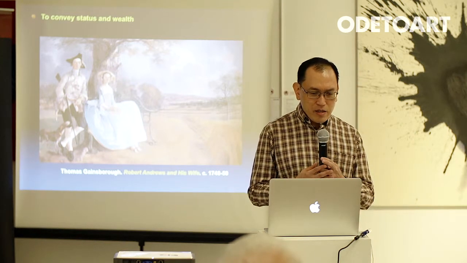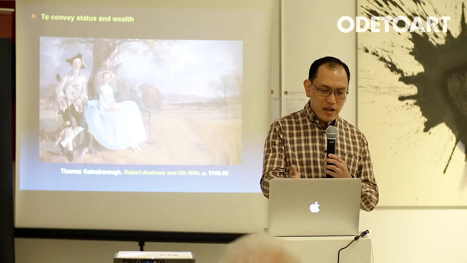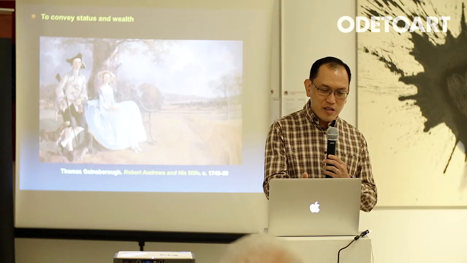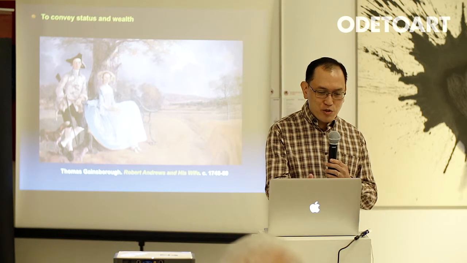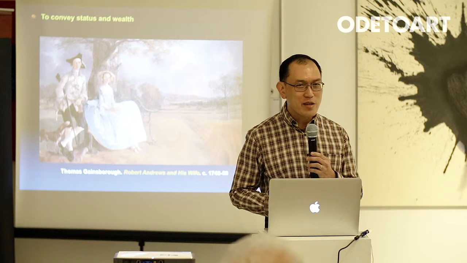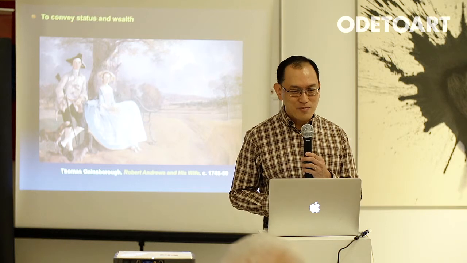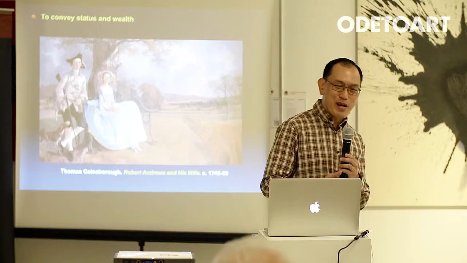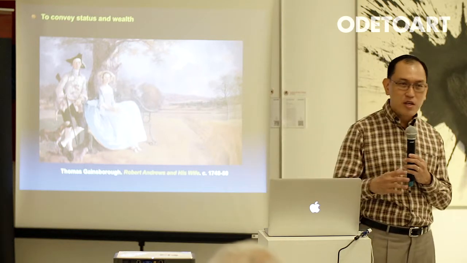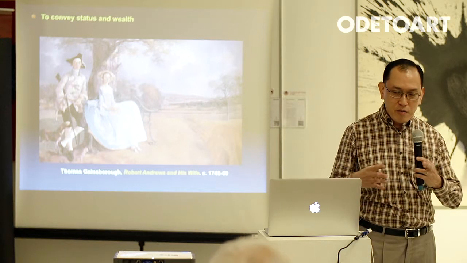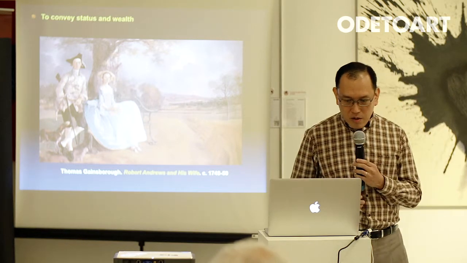This estate that you see there, that they are posing in front of, was actually given, or at least part of it was given to Robert as a dowry by the bride's father. So it's a combination of their fortune into an even bigger fortune.